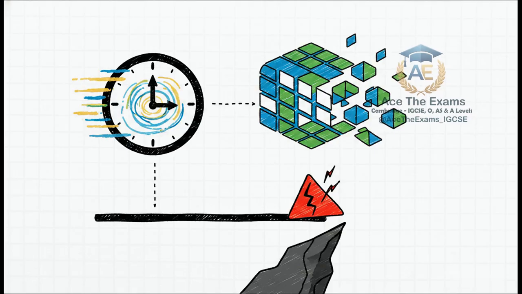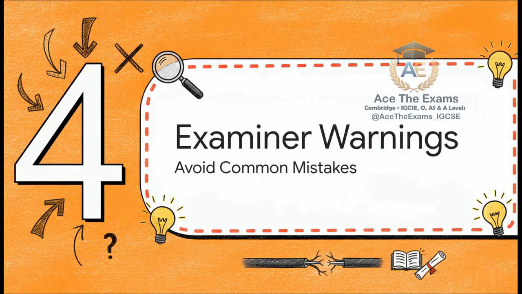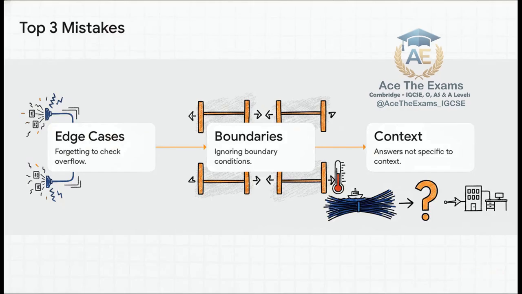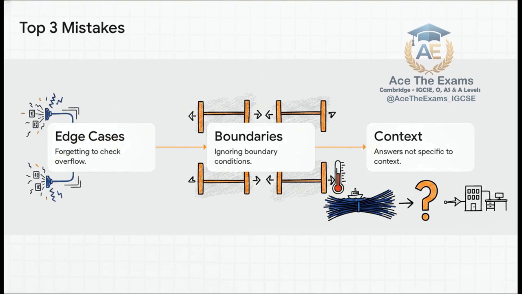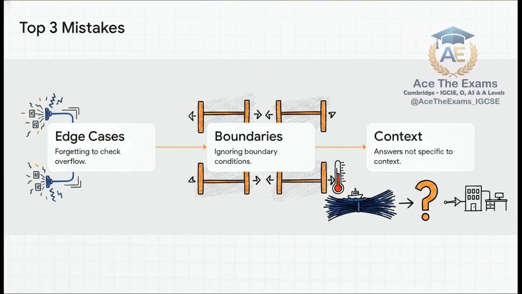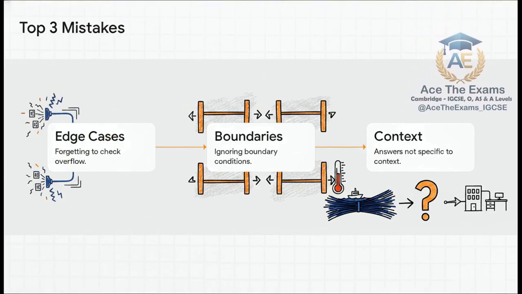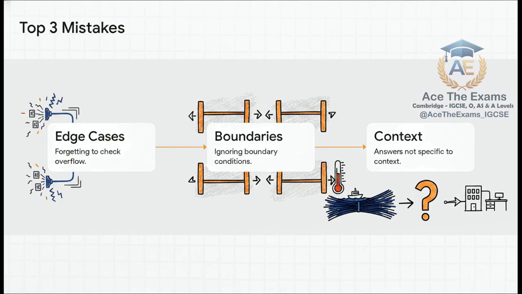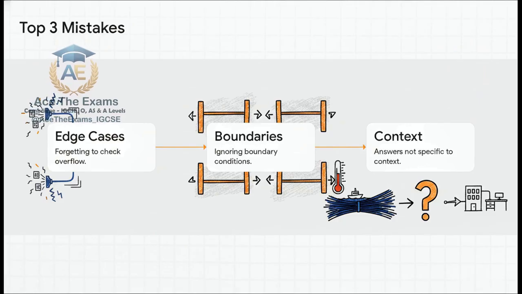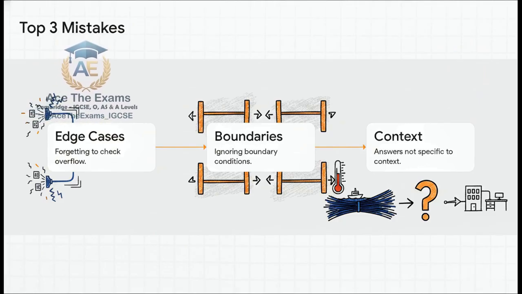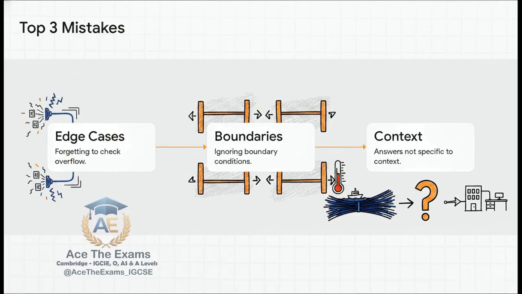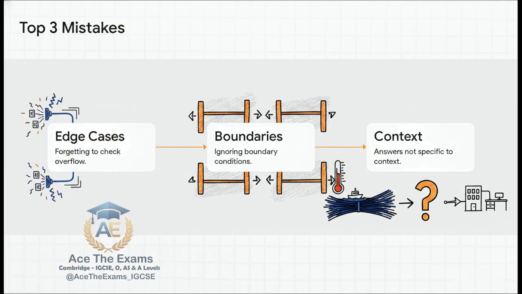Which brings us perfectly to a major pain point the examiners highlighted. Let's move to our final section, Section 4, Top Examiner Warnings. We pulled the top mistakes directly from principal examiner reports so you can avoid them entirely. Examiner reports repeatedly flagged 3 critical areas where candidates just hemorrhage easy marks. First, in your calculations or network algorithms, you must account for overflow and edge cases. What literally happens if the data exceeds the maximum bandwidth of the fiber optic channel? Second, boundary conditions, testing the absolute upper and lower limits of the system. And third, perhaps the most tragic mistake of all, providing answers that are not specific to the given context.